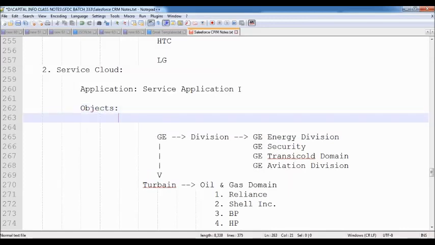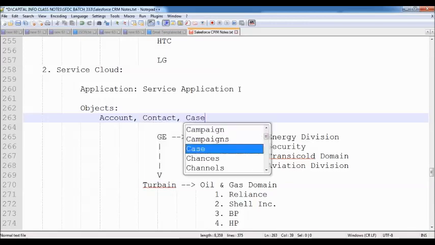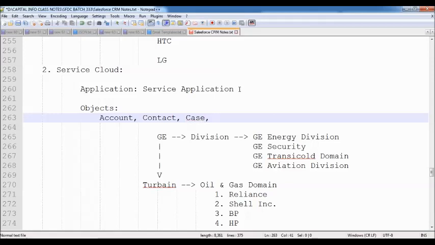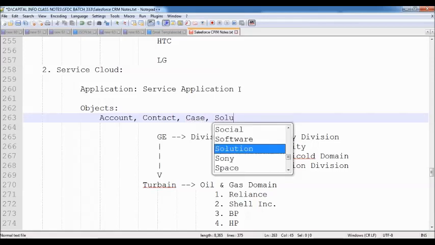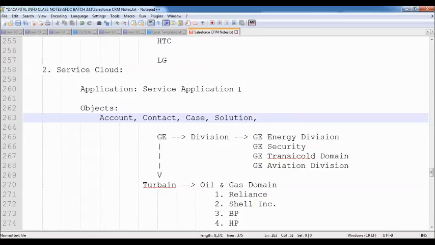What are the various objects that we are using? That means, to store the service related data, what are the various tables that we are going to use? We are using various tables like account, nothing but the customer for which we have given the service. Contact, the contact details of that customer. Case, what complaint he has raised. Solution, what solution we have offered.